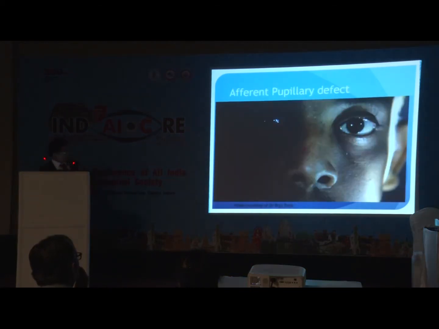So in this case of trauma, unfortunately I checked that the video is not playing. You can see a hemorrhage here, and this patient had an afferent pupillary defect, although there's actually no obvious injury to the globe.